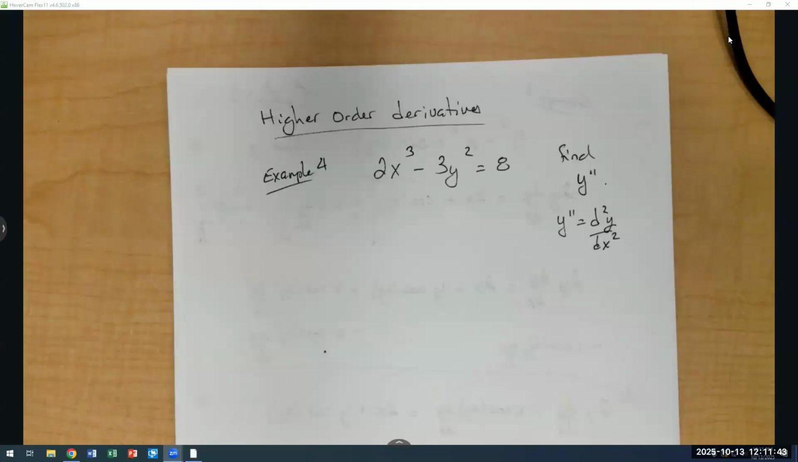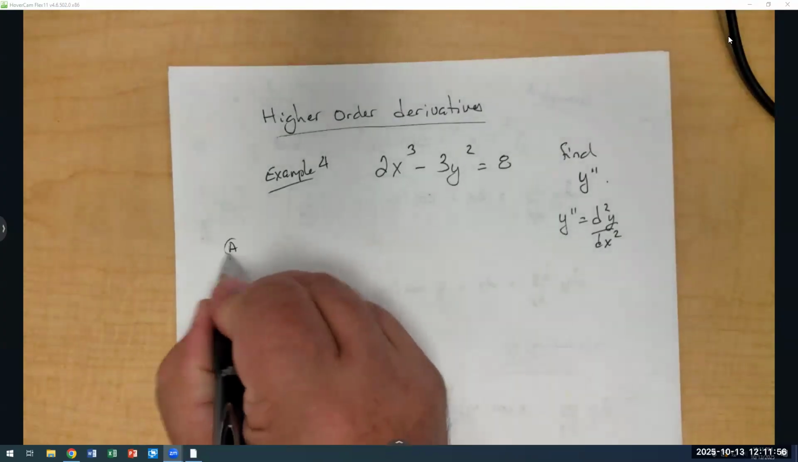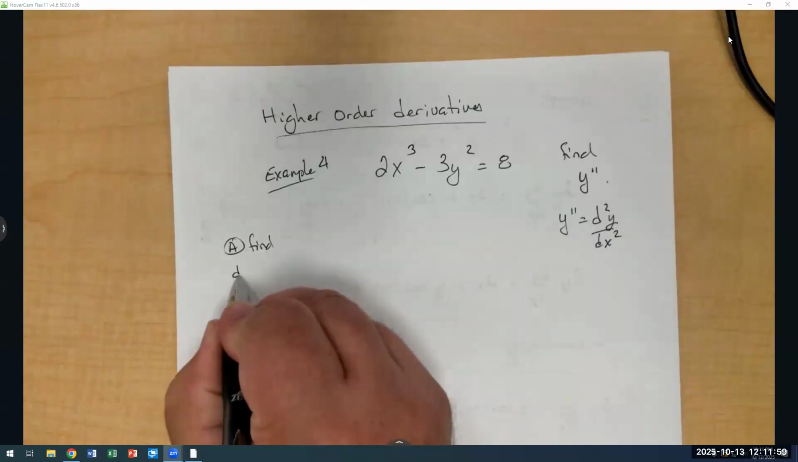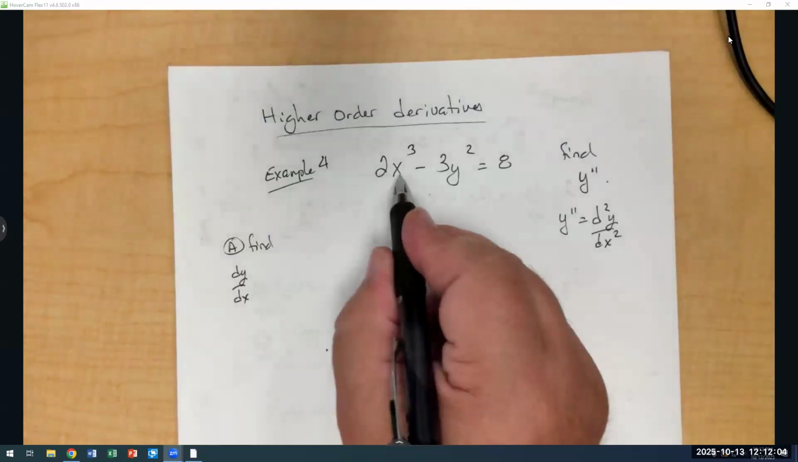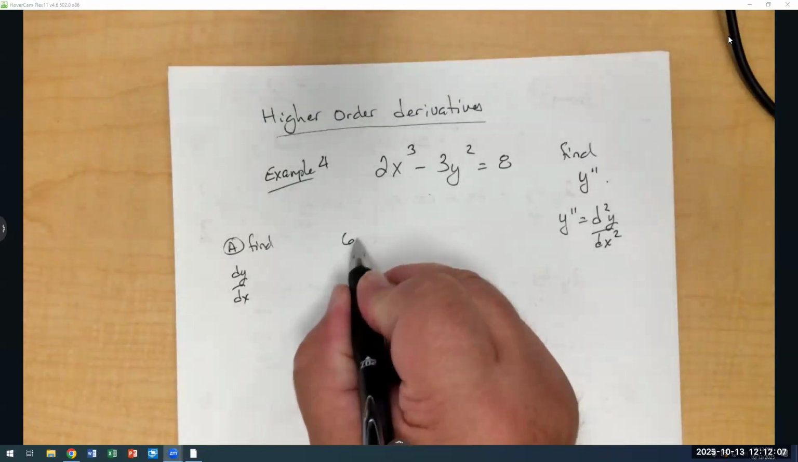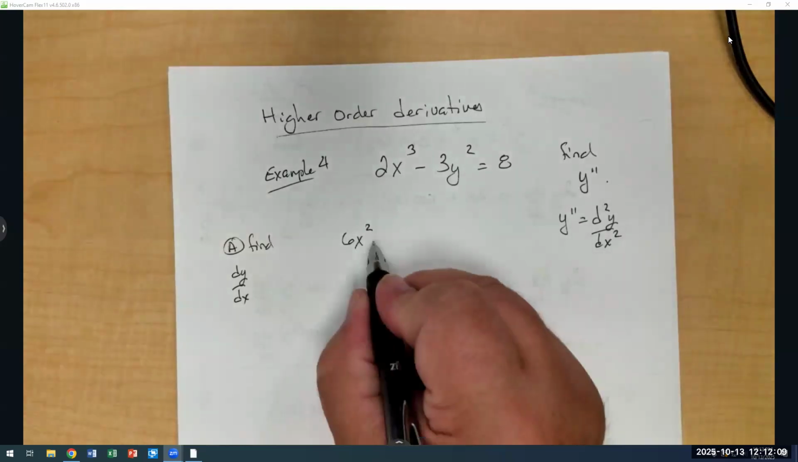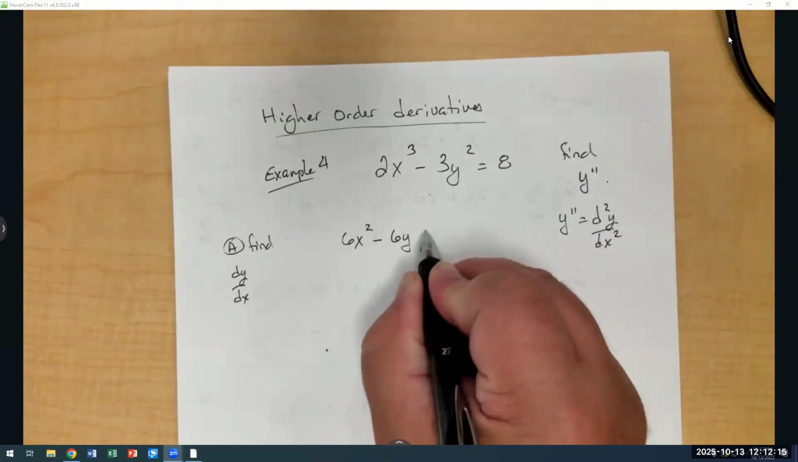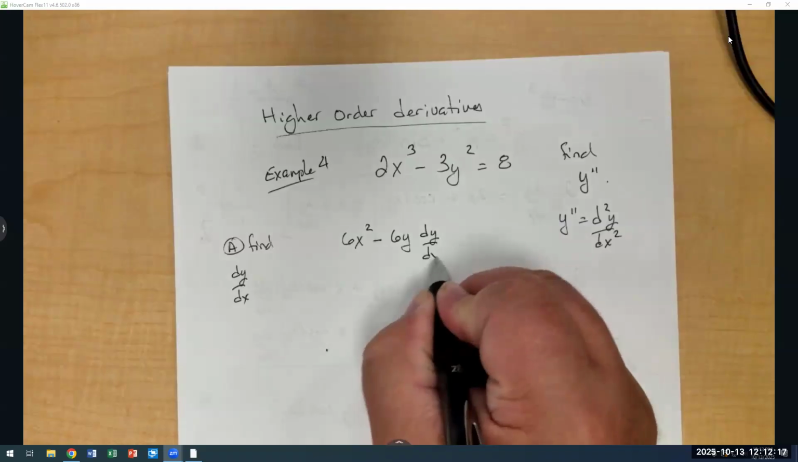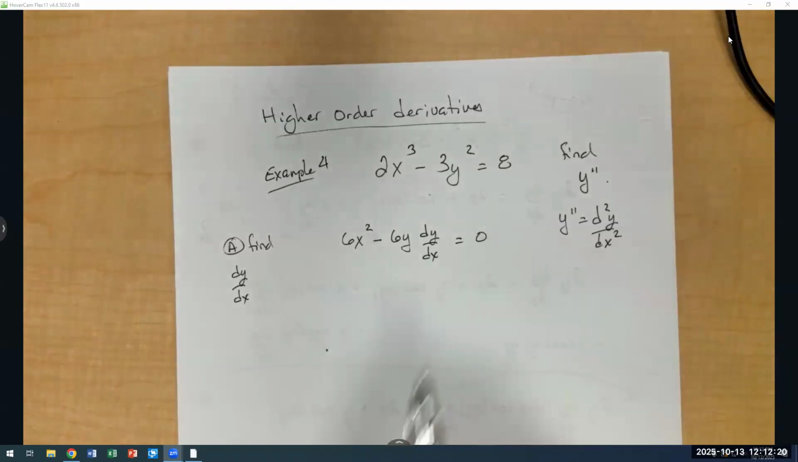So we begin the process. What's the first thing we gotta find? First derivative. We gotta find the first derivative. We gotta find dy/dx. So the first derivative of 2x cubed is 6x squared. The first derivative of 3y squared is 6y dy/dx equals 0.